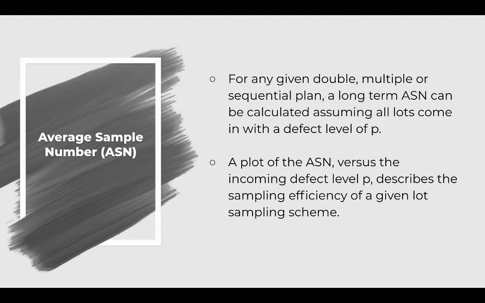Next, we have the average sample number. For a single sampling plan, we know each and every lot has a sample of size n taken and inspected or tested. For double, multiple, and sequential plans, the amount of sampling varies depending on the number of defects observed. For any given double, multiple, or sequential plan, a long-term average sample number can be calculated assuming all lots come in with a defect level of P. A plot of the average sample number versus the incoming defect level P describes the sampling efficiency of a given plan.